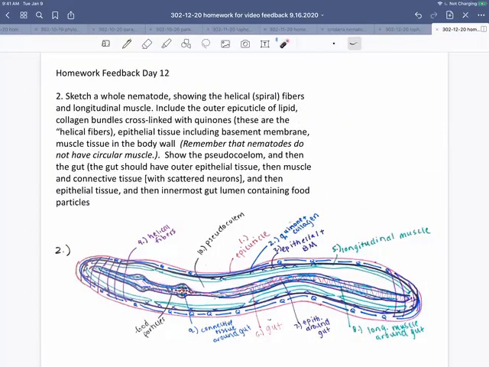For 2, this was a really beautiful example, so I just had to use it. Much better than I could draw. I liked a number of things in it. It's really nicely done, showing the gut. So here's the gut, the muscular pharynx for crushing food, and then area where things are being absorbed. Here are the longitudinal muscle fibers, showing them long and slender here. See the epicuticle around the outside, the pseudocoelom, the space in here.